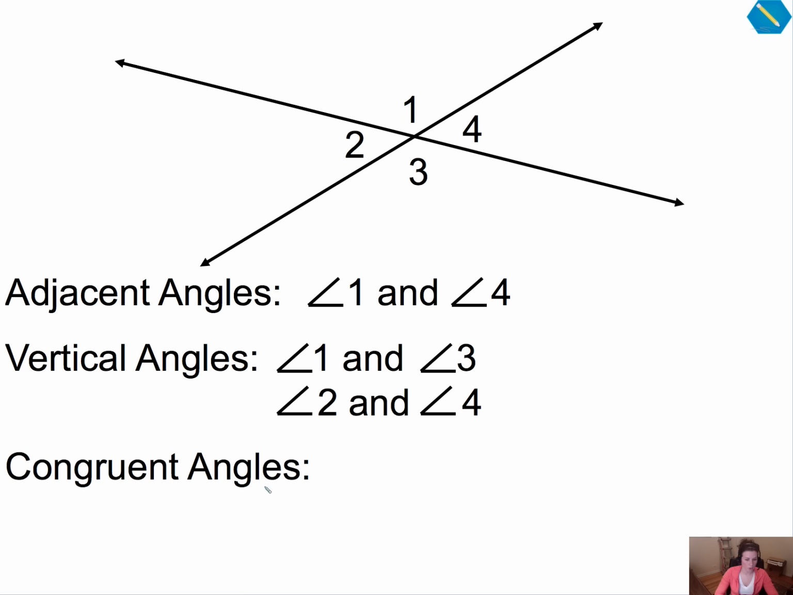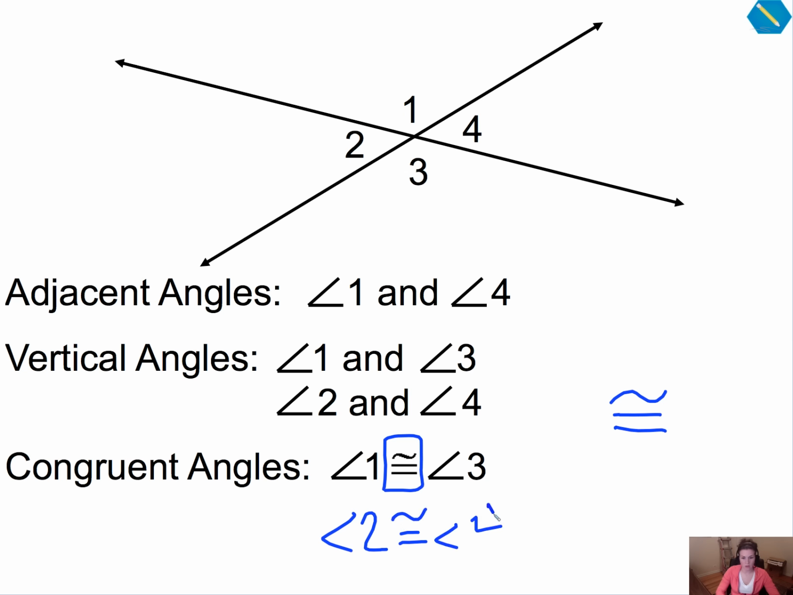Now let's talk about congruent angles. I already said that angle 1 and angle 3 and angle 2 and angle 4 are congruent, but how would you write that? Remember, we always need shortcuts in math. So our symbol for congruent is this right here. It's like an equal sign with a little squiggly line above it. That means angle 1 is congruent to angle 3. And you could do the same with angle 2 and 4. Angle 2 is congruent to angle 4.